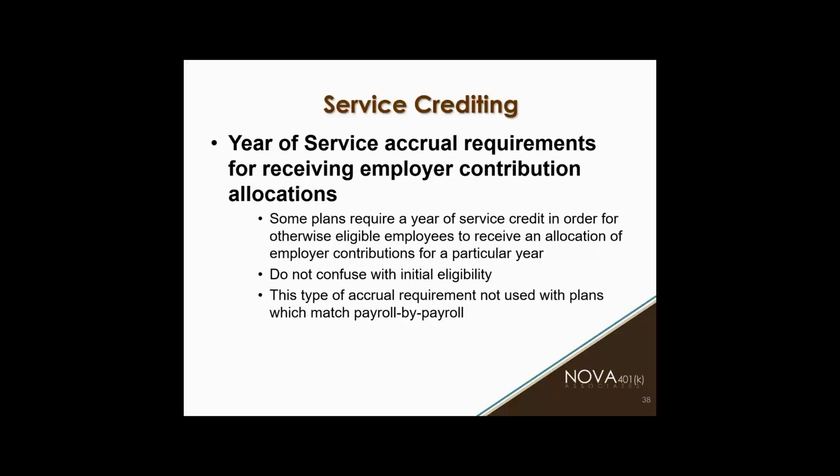There's also this concept that once you're eligible, somebody could be eligible to contribute to the plan on an employee contribution basis. But if your plan is making an employer contribution that's an annual contribution, not payroll by payroll, but annual, you can put rules in your plan that indicate that they have to be employed on the last day of the plan year to get the employer allocation. So even though they're otherwise eligible, you can exclude some of your terminated people from the employer allocation. And that can save the company some money.